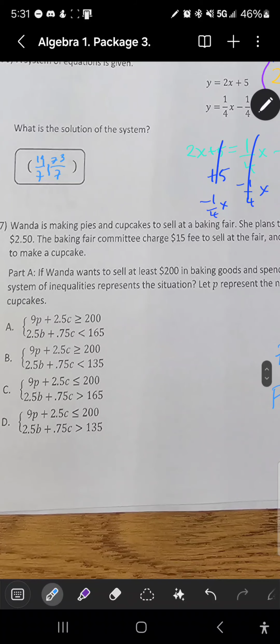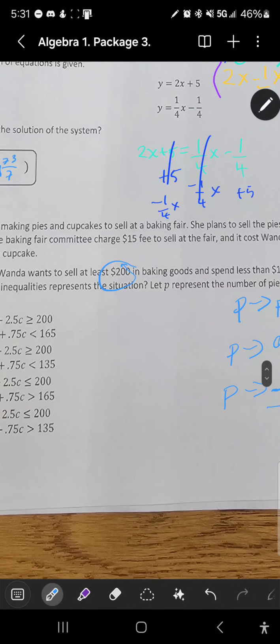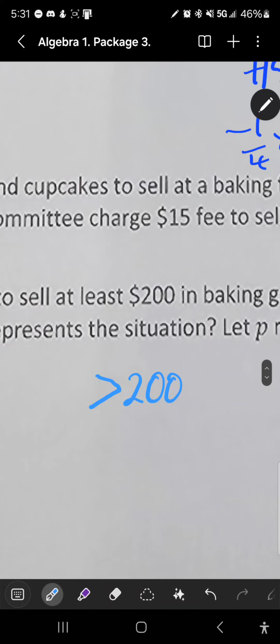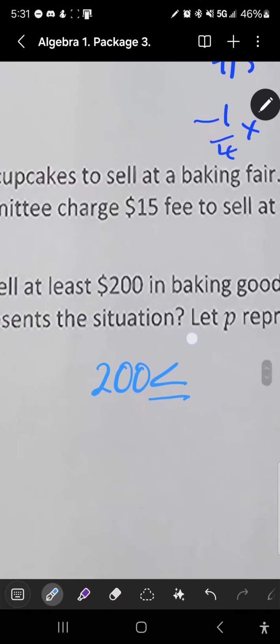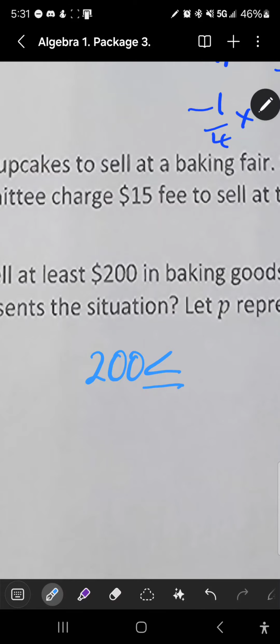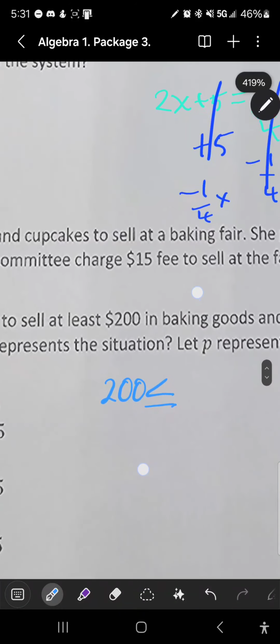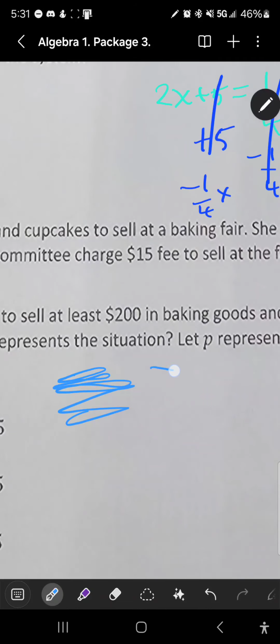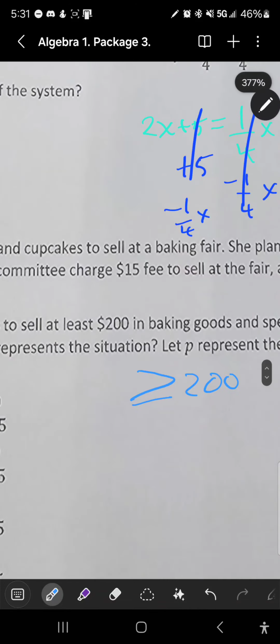Yeah, let's look at the question. One that want to sell at least 200. So if it's saying at least, it means that 200 is the minimum value. So 200 is less than or equal to what we want to sell, which is the same as saying that what we want to sell is greater than or equal to 200, like the X amount we want to sell. Because 200 is the least value we can get.